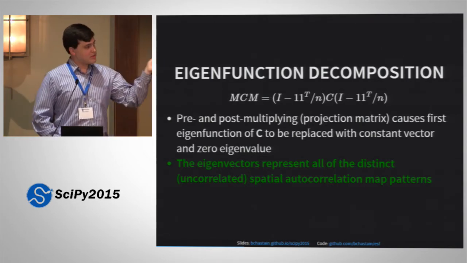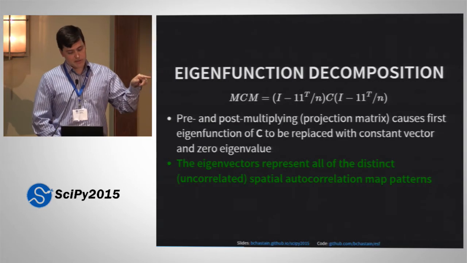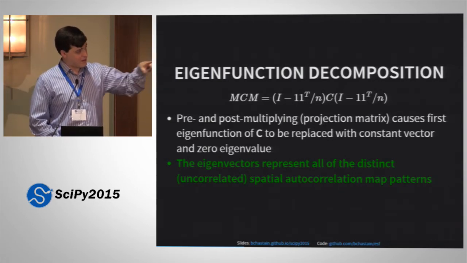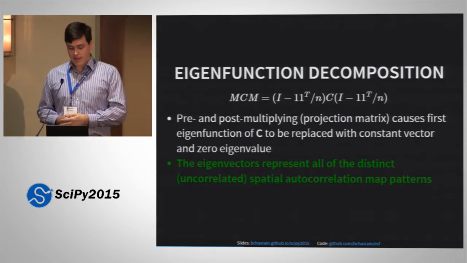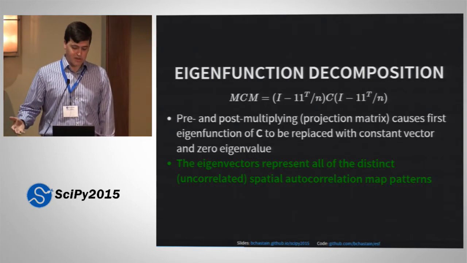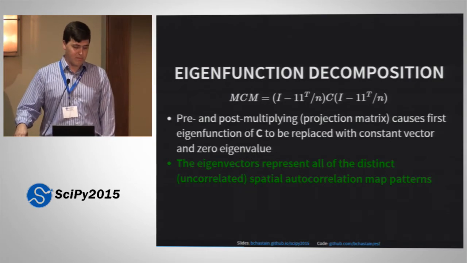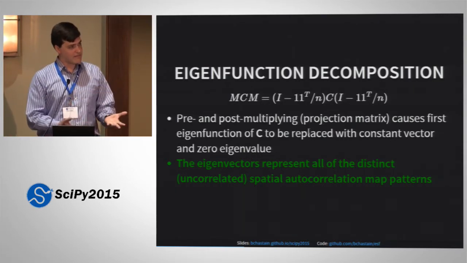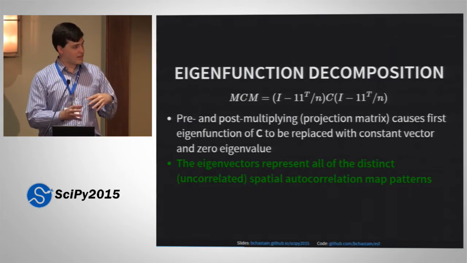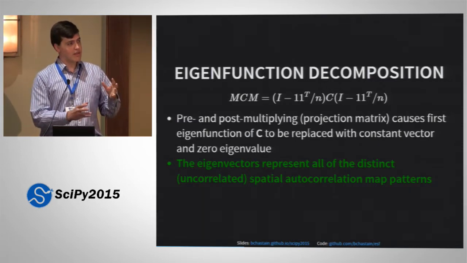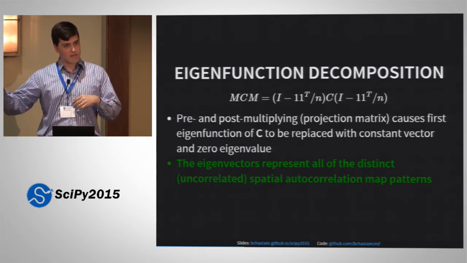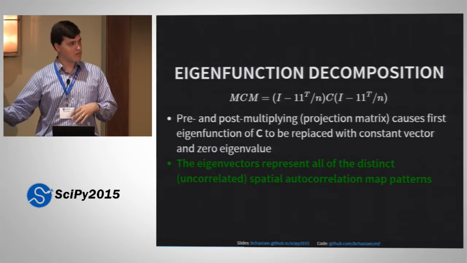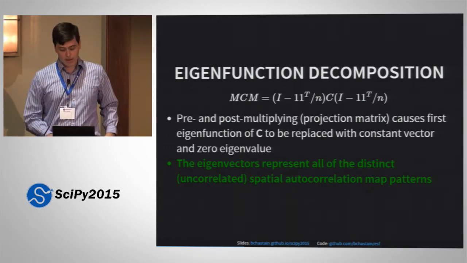Through this operation, the first eigenvector of that matrix is replaced with a constant vector and 0 eigenvalues. Because of that, the eigenvectors of your result here represent all the distinct and uncorrelated spatial autocorrelation map patterns. So all the eigenvectors of this matrix are distinct map patterns that represent different levels of spatial autocorrelation, which you can then select from, to find which ones might be most useful for your model, and account for that in your model.